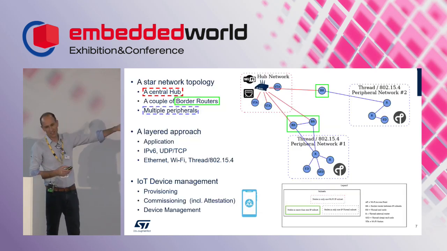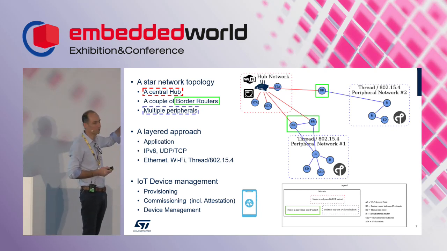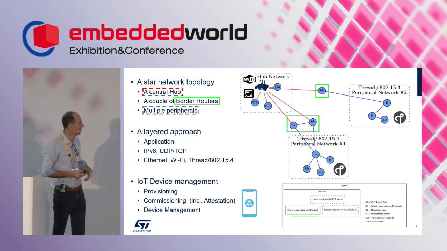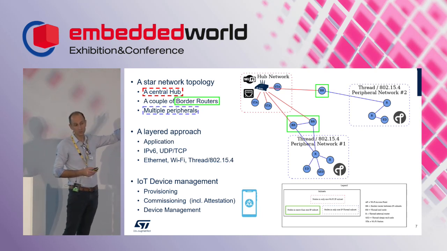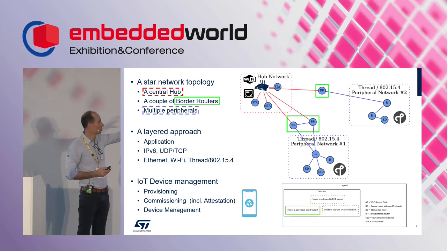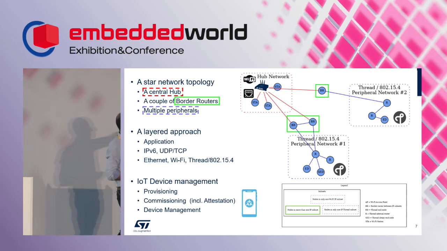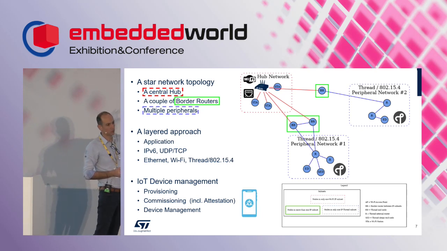So this slide is quite technical, but that's basically the concept of Matter. We have a star network topology, which is quite classic regarding Ethernet standard. On the top, in the red box, you have the hub. The hub network can be a fiber connectivity device with a couple of stations connecting wirelessly or unwirelessly to BR, which are border routers, or bridges.